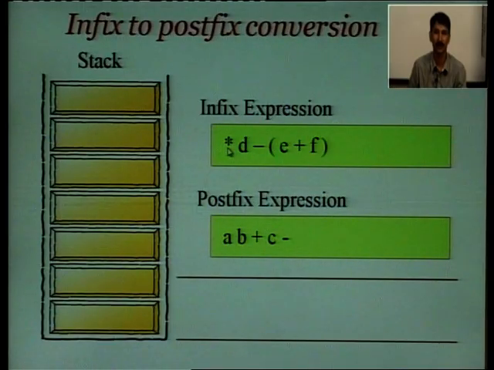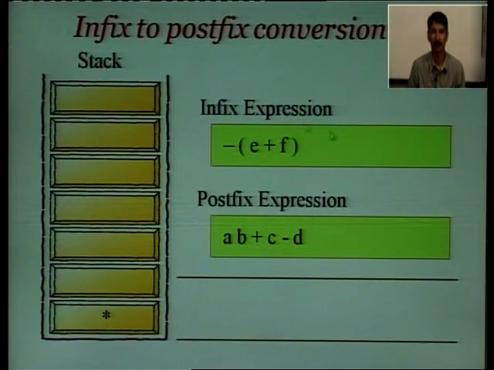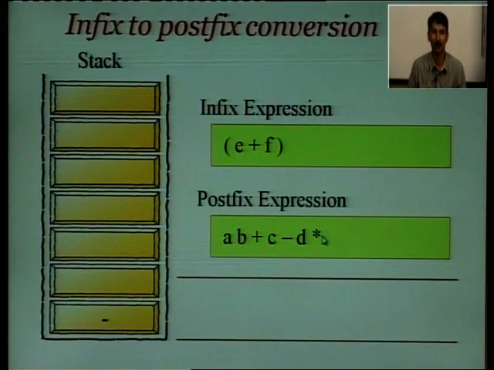Next is the multiply sign, the stack is empty, it will straight away go to the top. D, operand, put it on the output list. Minus, of course, needs to be compared. Comparison says that the top of the stack, that is the multiply symbol, has greater priority than the minus over here. So, it needs to be popped and then minus will go to the top of the stack. Popped goes to the output list and minus goes over here.